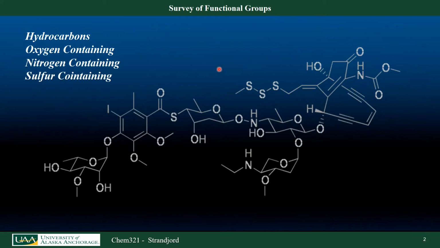If we look at this big molecule on this slide, you can see there's sulfur in this molecule, there's oxygen, there's nitrogen, there's triple bonds, there's double bonds, there's aromatic rings. Each of these is a functional group. So in this presentation, we'll talk about hydrocarbons, molecules that just have hydrogen and carbon, oxygen-containing molecules, nitrogen-containing molecules, and sulfur-containing molecules.